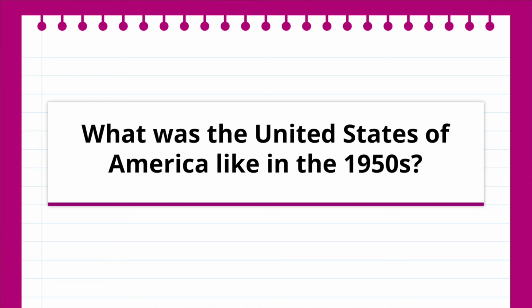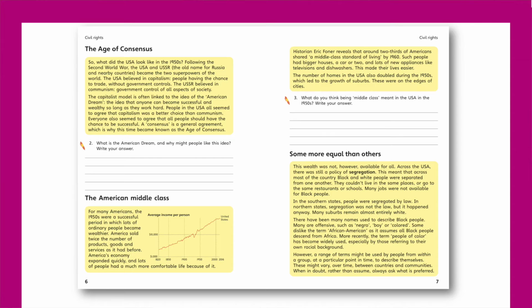The first lesson asks, what was the United States like in the 1950s? Pupils will learn about the age of consensus in the US, following the Second World War, as living standards improved rapidly for the middle classes. They'll also learn about the structural inequalities, especially for people of colour, who faced segregation and exclusion from basic human rights.